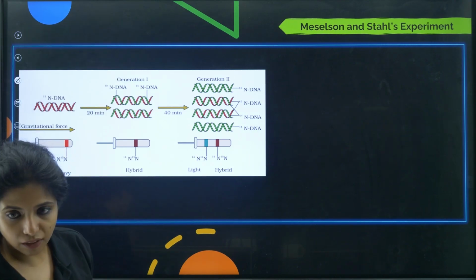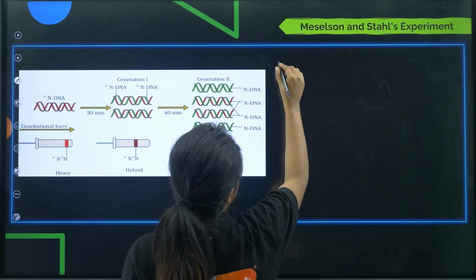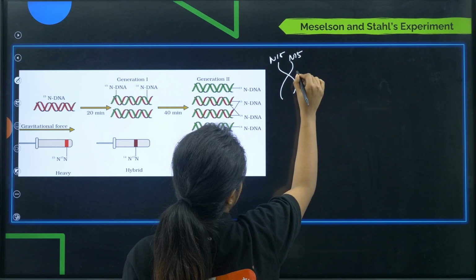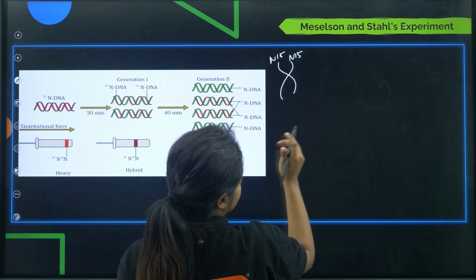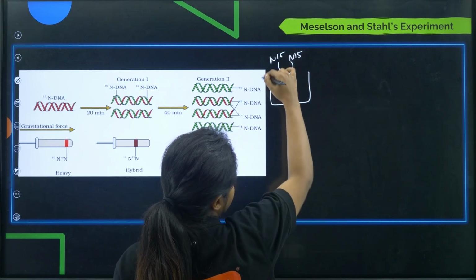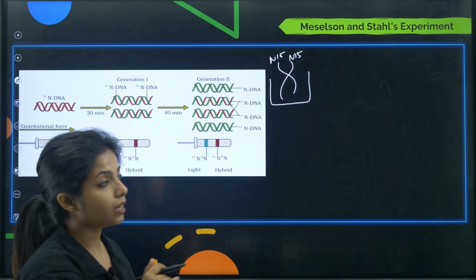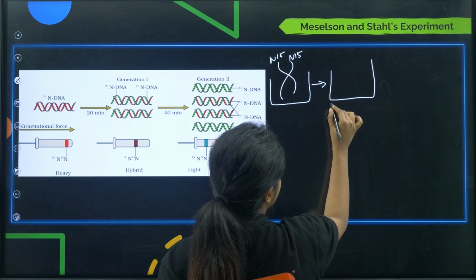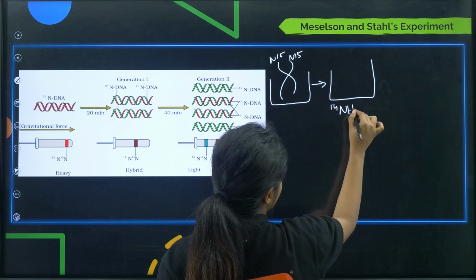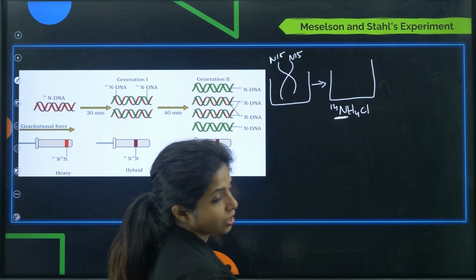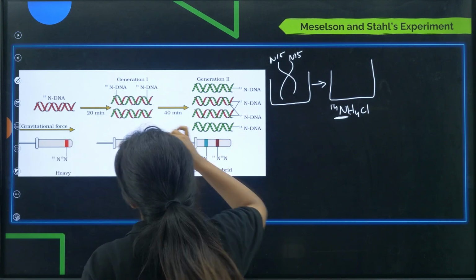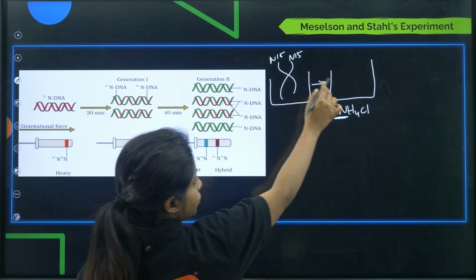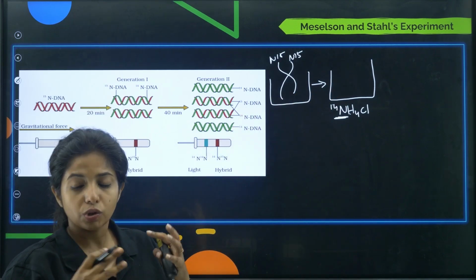Now, listen to me very carefully, okay? This strand is N15, this strand is also N15. Now, if I put the E. coli, just imagine the E. coli is there around it, in a medium which had 14NH4Cl. Here, the isotope has changed. This is 14 now. So obviously, the E. coli has to replicate itself, so the DNA has to replicate.